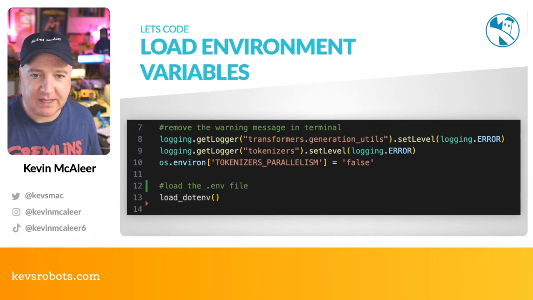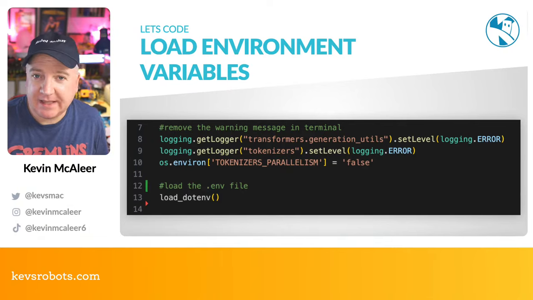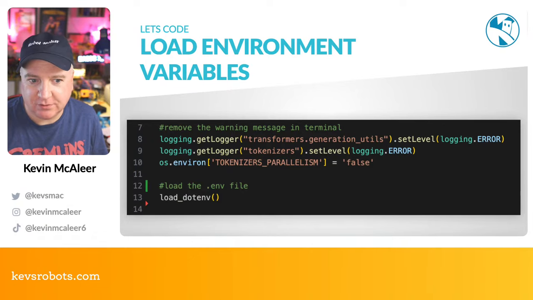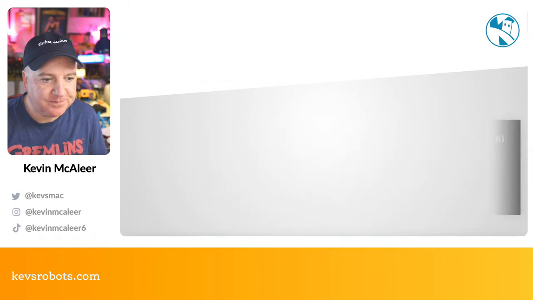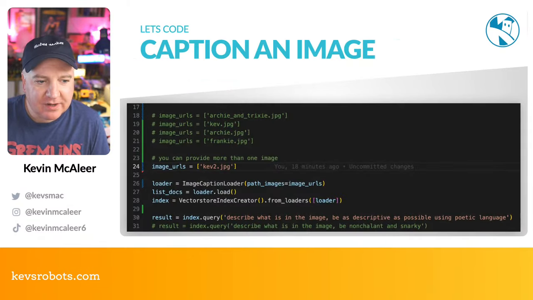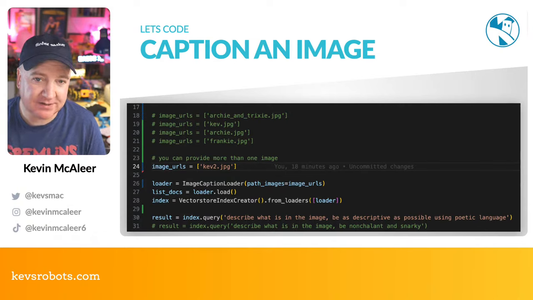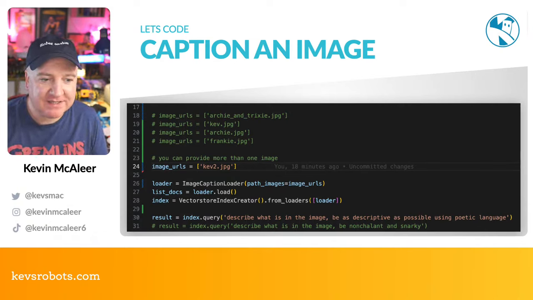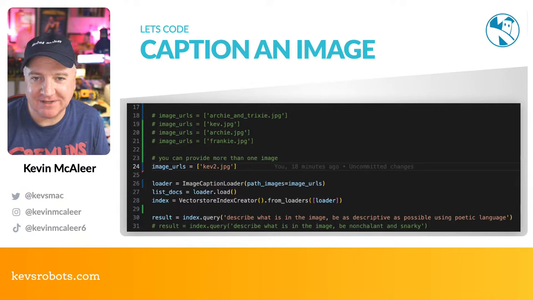So when it loads them, we will get those API keys loaded into the environment variable called OPENAI underscore whatever we said before. Okay, and then we're going to caption the image. This one is really, really straightforward. You can actually pass more than one image to this image caption thing, and I've created a couple of different ones that we can try out today.